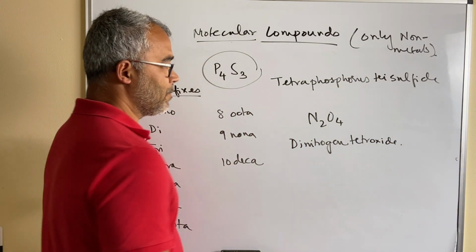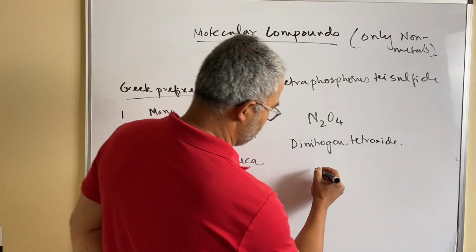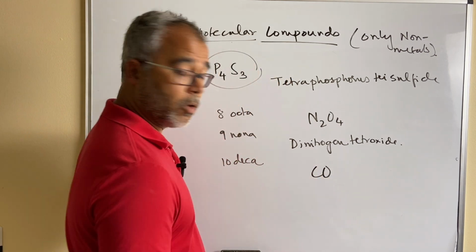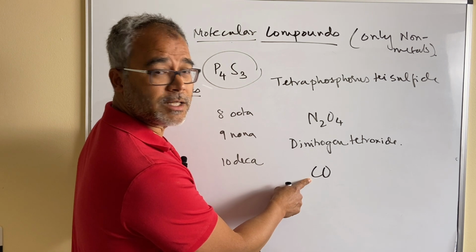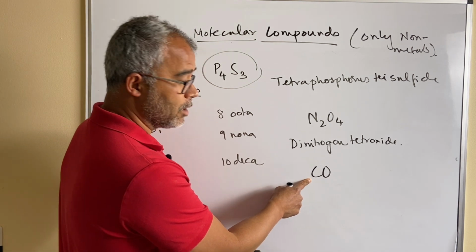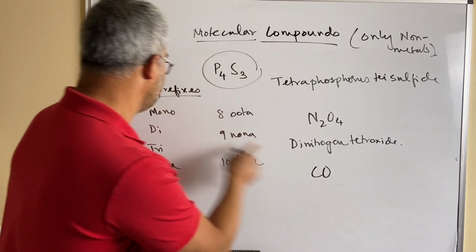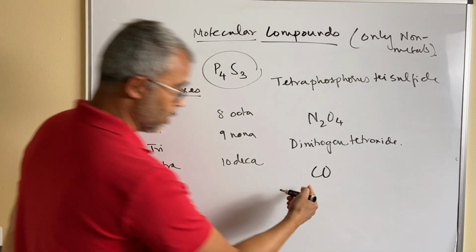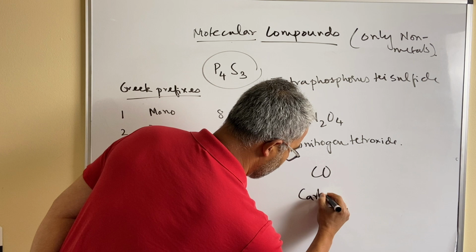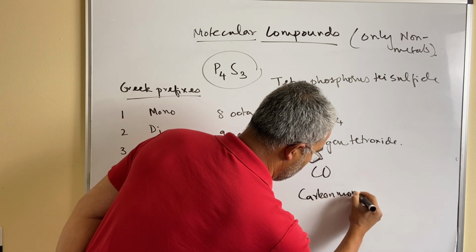Here's one more example, and this one is a little bit of an exception. Let's say we have CO. We're trying to name this. Whenever you have one of the first element, you don't use mono. But if you have one of the second element, then you use mono. So in this case, it would be carbon monoxide.